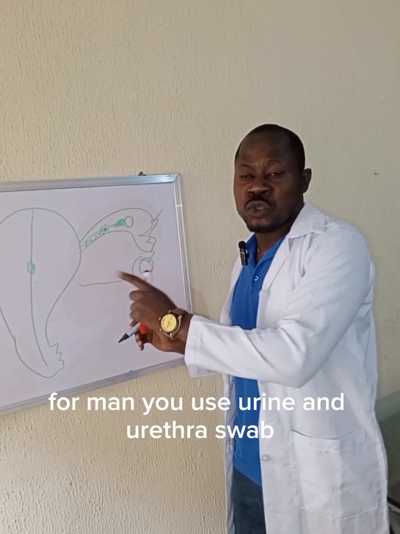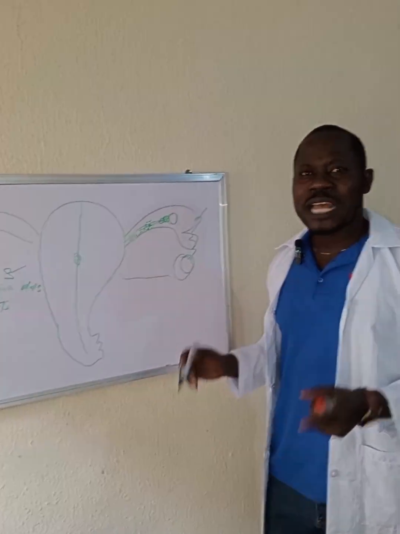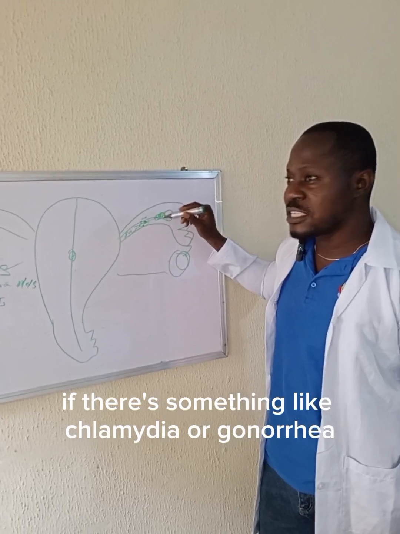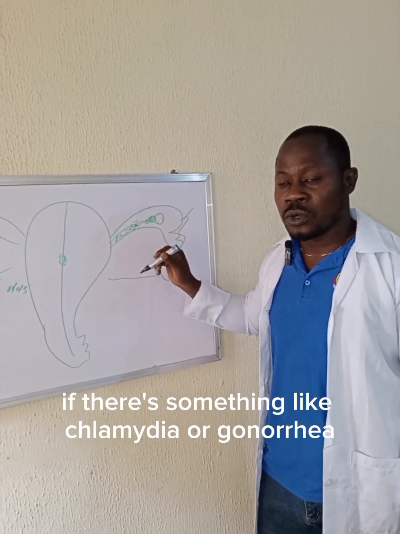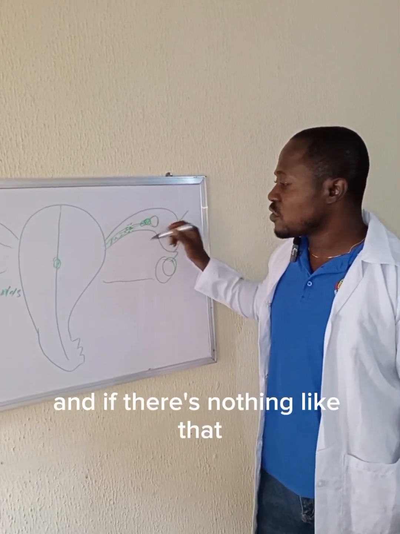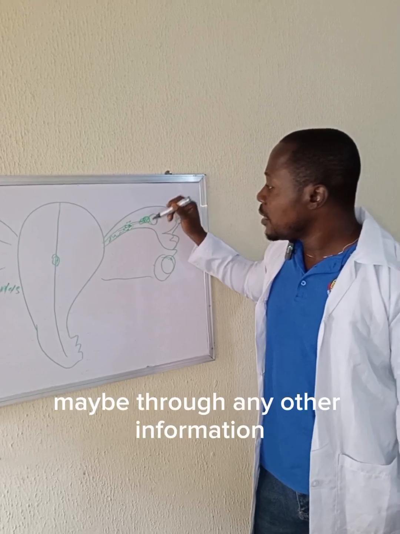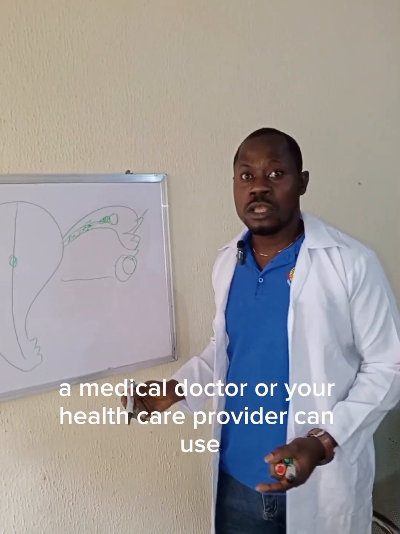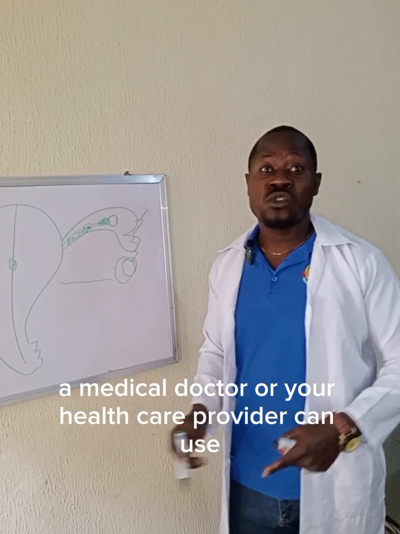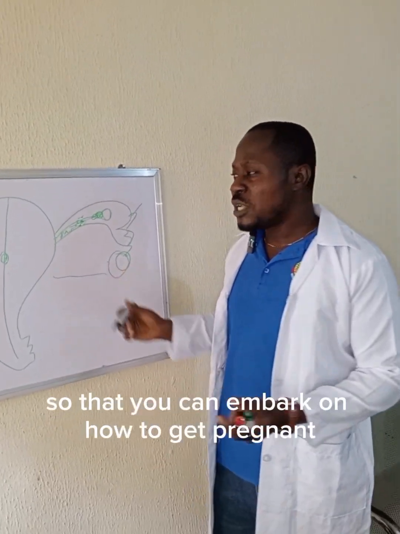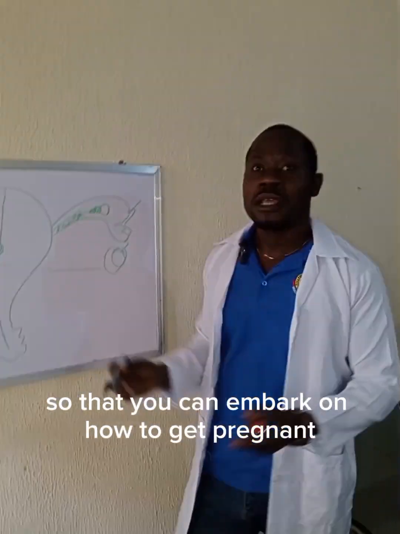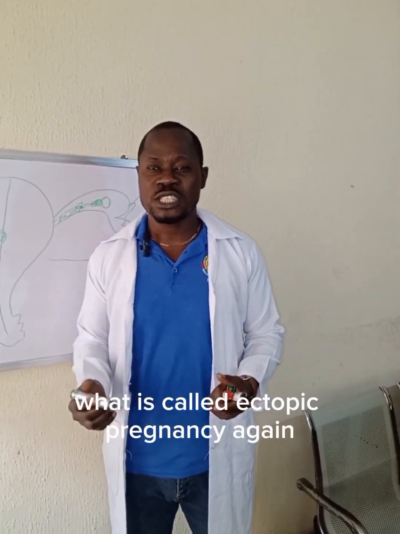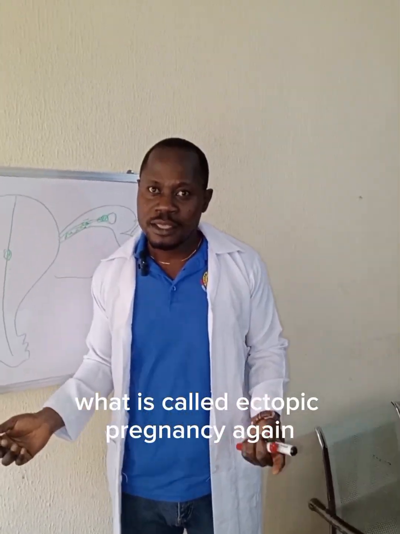For a man, you use urine and urethral swab so that your doctor or your healthcare provider can provide a proper solution if there is something like chlamydia or gonorrhea. And if there's nothing like that, maybe through any other inflammation, a medical doctor or your healthcare provider can use other means to treat you so that you can embark on getting pregnant, and it will become easy and you will not experience ectopic pregnancy again.